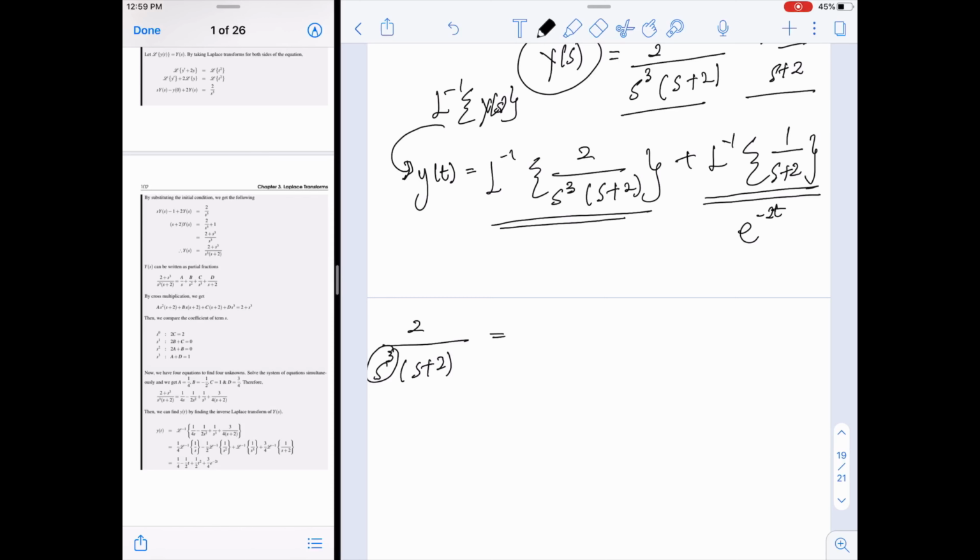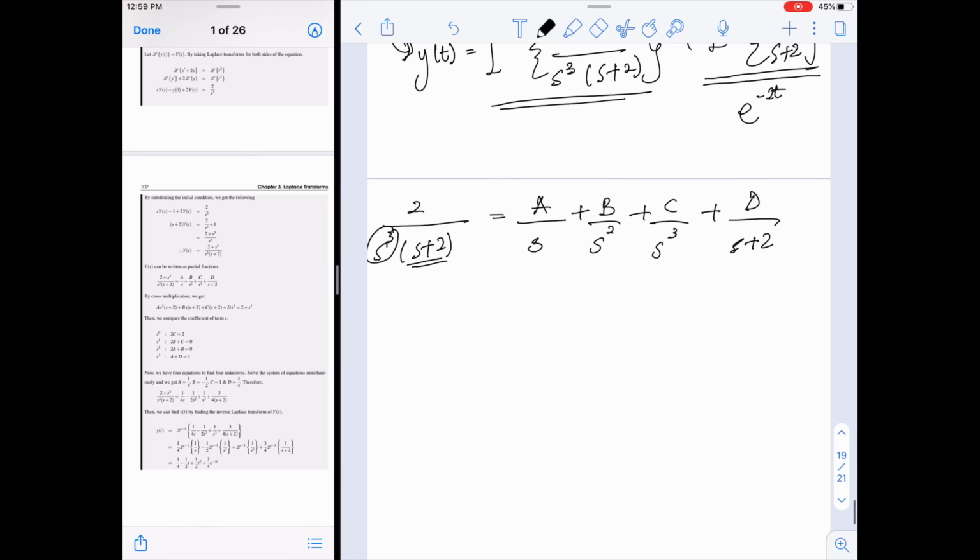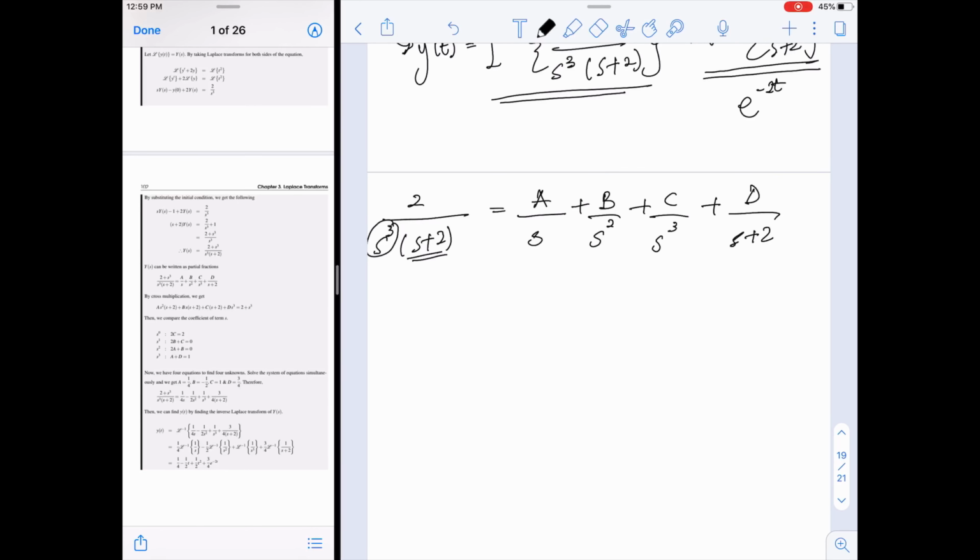All right, it's a repeated linear factor. So I have A over s plus B over s squared plus C over s cubed, and I have another term here, D over s plus 2. So this is the partial fraction form that we need to solve.